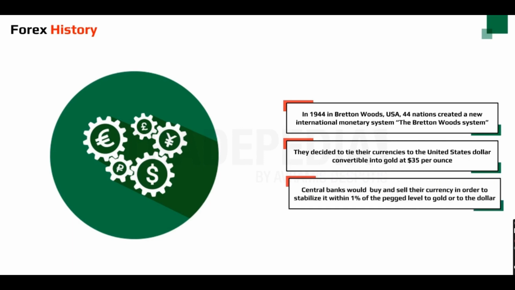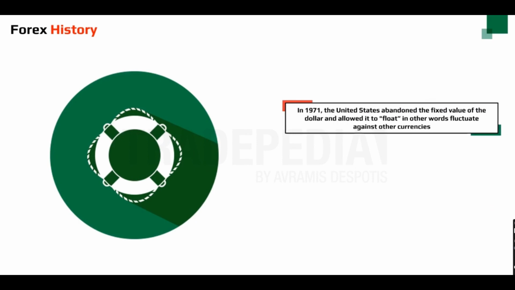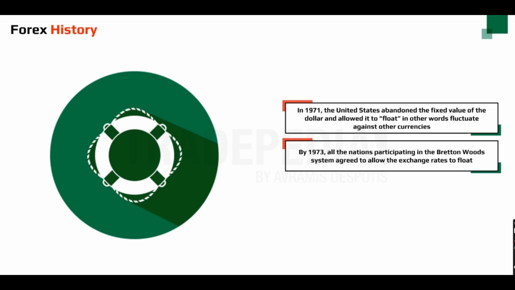Central banks would buy and sell their country's currency in order to stabilize it within 1% of the pegged level to gold or to the dollar. In 1971, the United States abandoned the fixed value of the dollar and allowed it to float, in other words, fluctuate against other currencies.